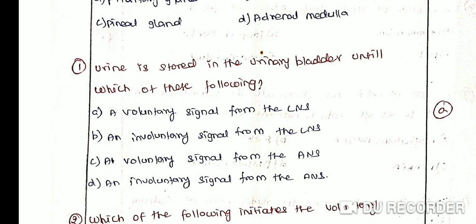The correct answer is option A, a voluntary signal from the CNS. Explanation: urine is stored in the urinary bladder until a voluntary signal comes from the central nervous system. The receptors present on the urinary bladder receive these signals. Next question.